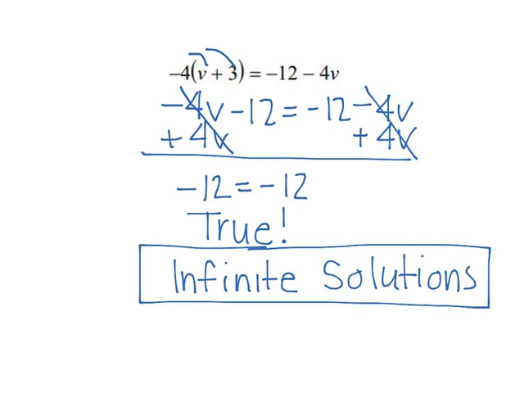So when you're solving equations, you can get a regular number like x equals 0, x equals 2. That's going to be one solution. You could end up with something that's not true, and that means you have no solution. Or you can end up with something that is true, and then you have infinite solutions. So we always have to be on the lookout for all the different types of solutions that we can have when we're solving equations. Thank you for watching.